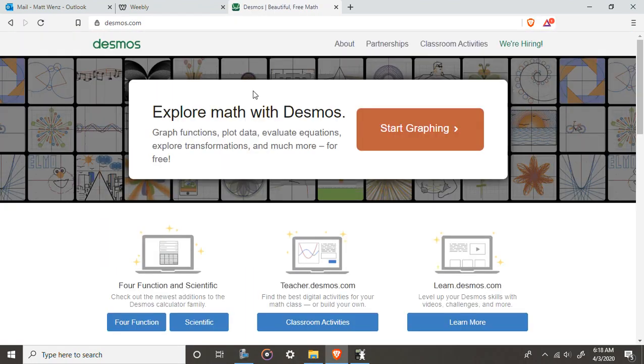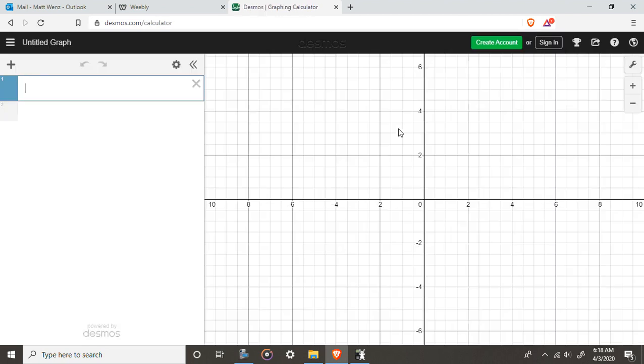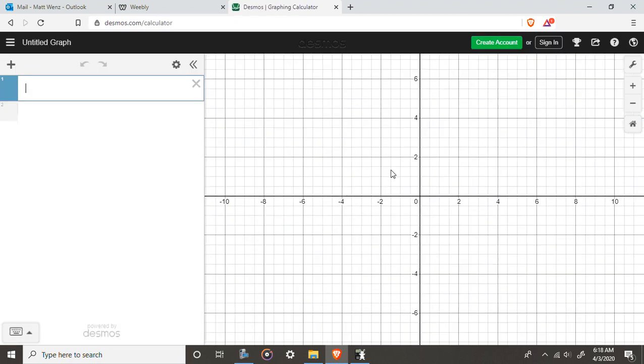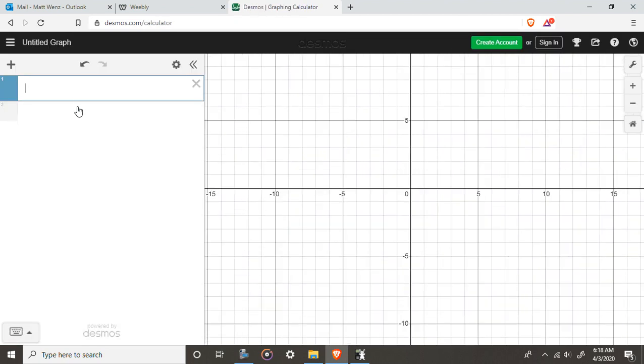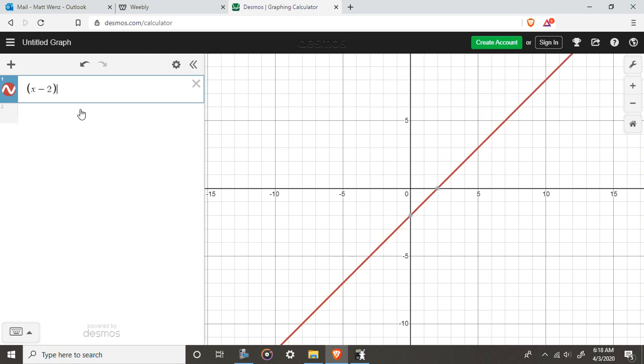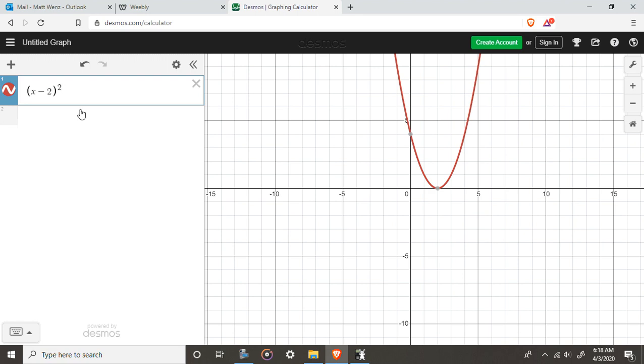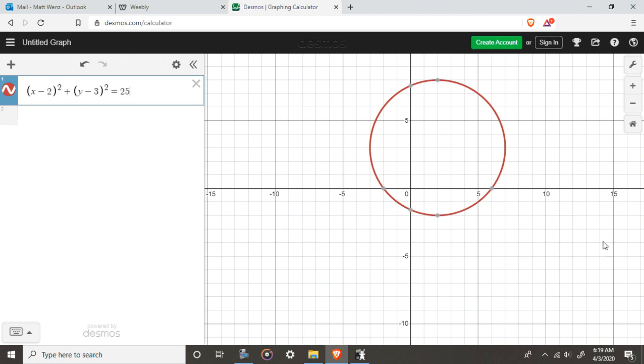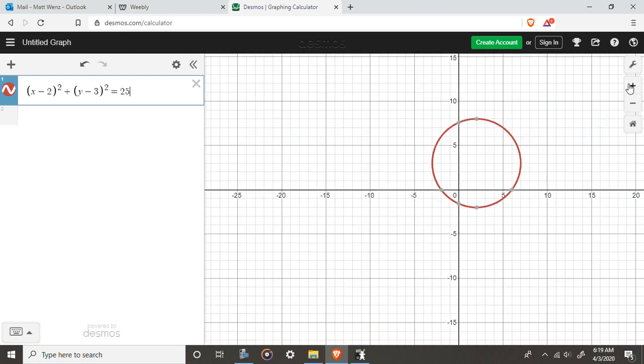Desmos.com. Now, we haven't talked a whole lot about Desmos because we haven't been graphing a whole lot. This week, though, if I said (x minus 2) squared plus (y minus 3) squared is equal to 25, it will do some graphing. We do some graphing this year.